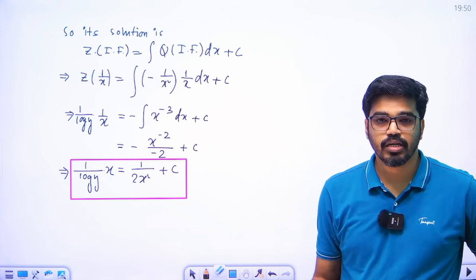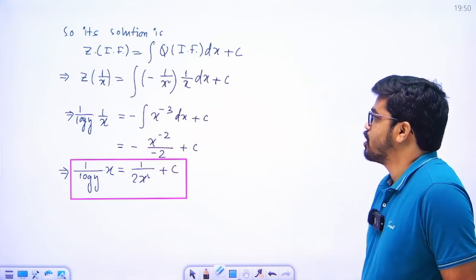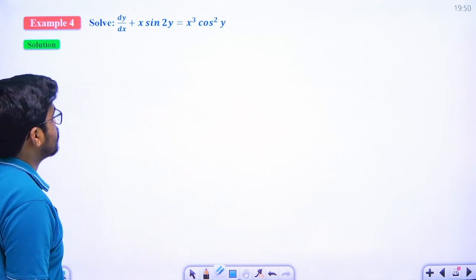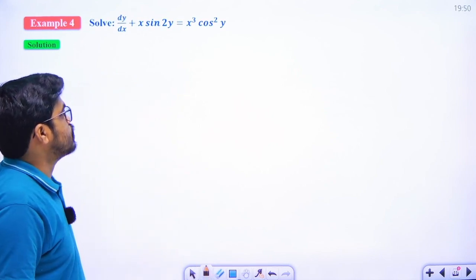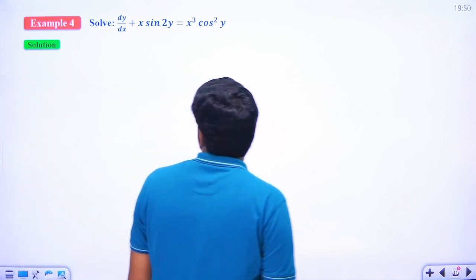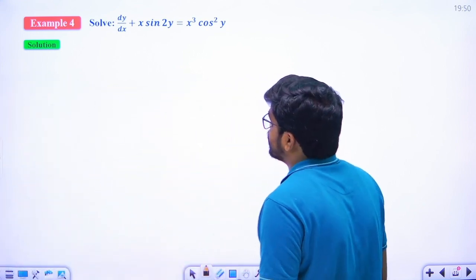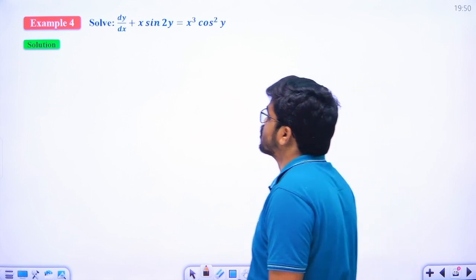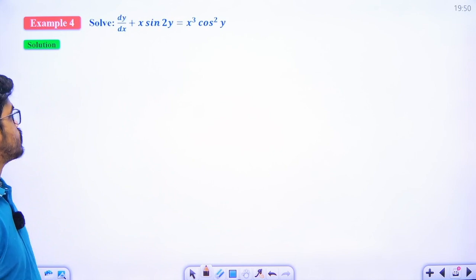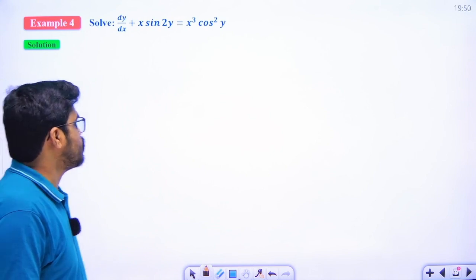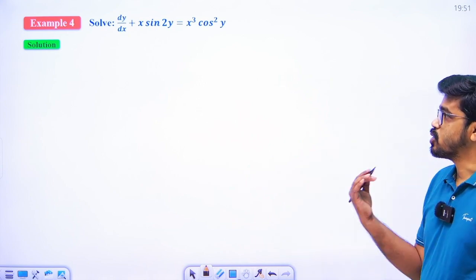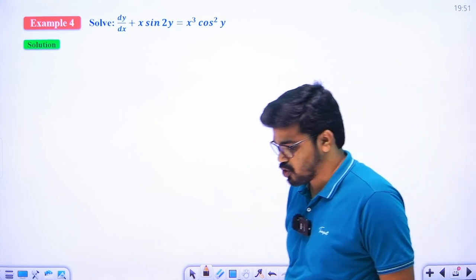So let us consider the next example. Next problem, solve dy dx plus x sin 2y equals x cube cos square y. So note this problem first. Solve dy dx plus x sin 2y. So this equals x cube cos square y. Okay, so note this problem. Solve dy dx plus x sin 2y is equal to x cube cos square y.